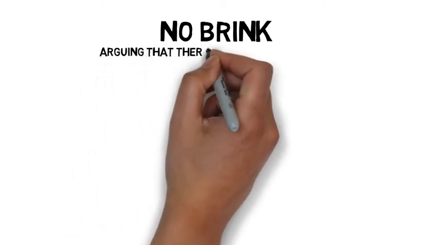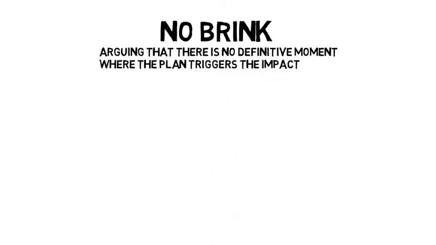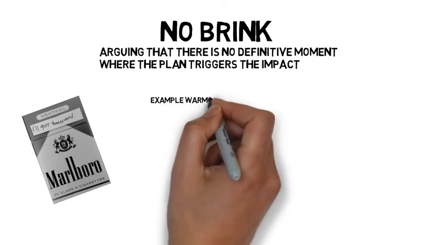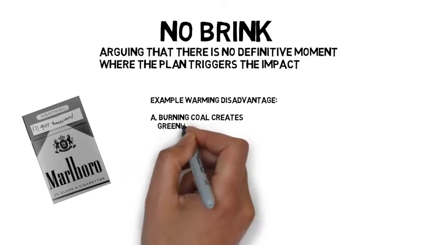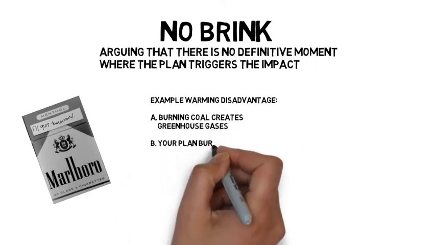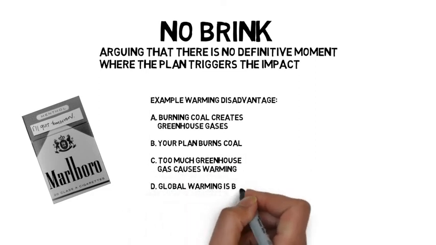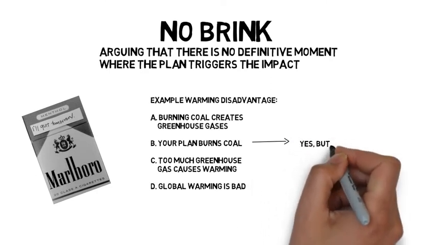This is a creative argument that essentially says that there is no definitive moment where the actions of the plan necessarily trigger the impacts. Some smokers use the no-brink response when told they should quit because they might get cancer. They say, "Yeah, but now is a bad time." If they were a debater, they might say, "No brink. While cigarettes increase the likelihood of contracting cancer, this one cigarette that I'm smoking is not enough to trigger that impact," which would be very confusing to the average person. But that is the essence. Yes, there are risks, but the plan is not enough to trigger the impacts.